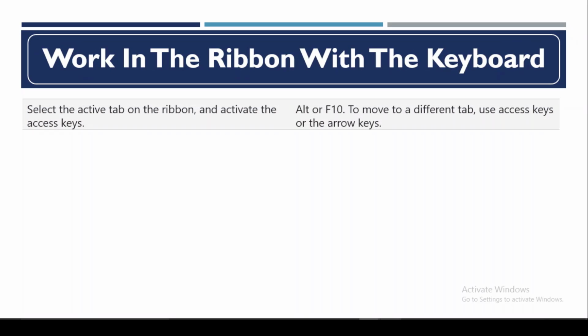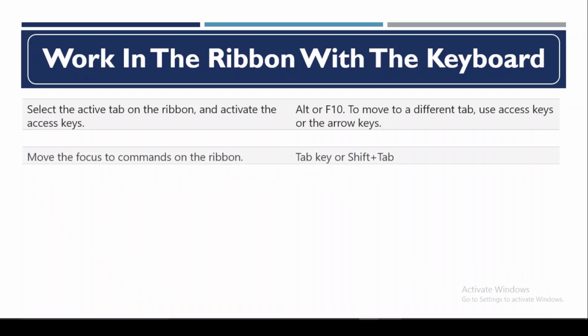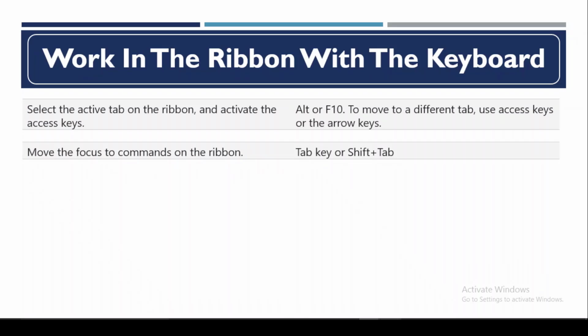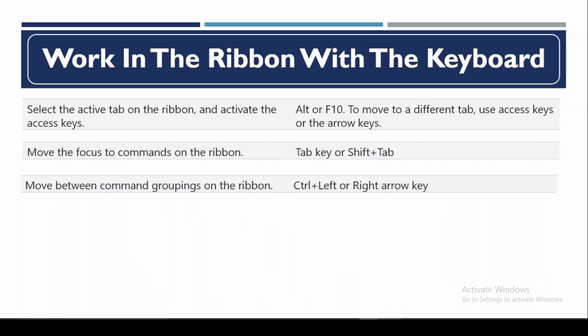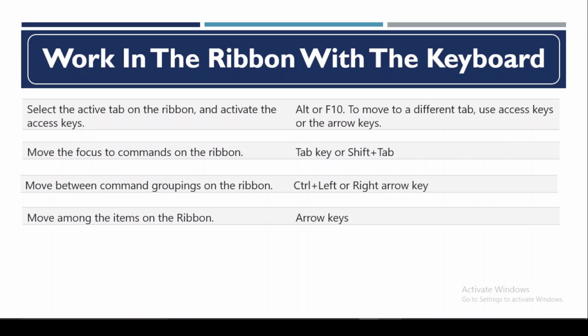Select the active tab on the ribbon and activate the access keys, Alt or F10. To move to a different tab, use access keys or the arrow keys. Move the focus to commands on the ribbon, Tab key or Shift+Tab. Move between command groupings on the ribbon, Control+Left or Right arrow key. Move among the items on the ribbon, arrow keys. Activate the selected button, spacebar or Enter.